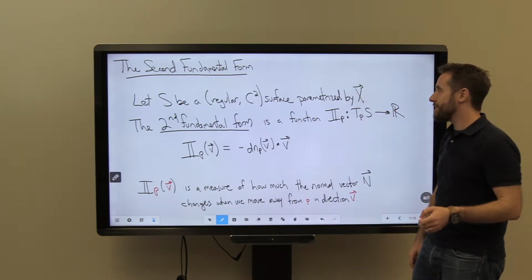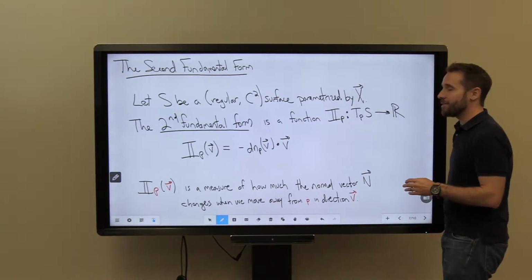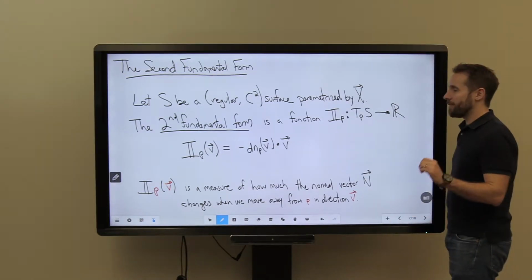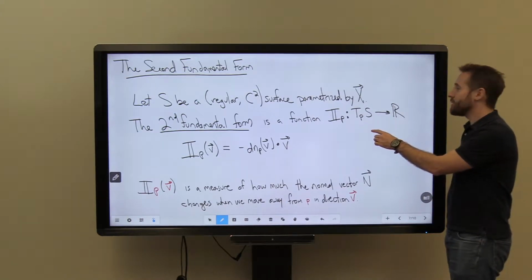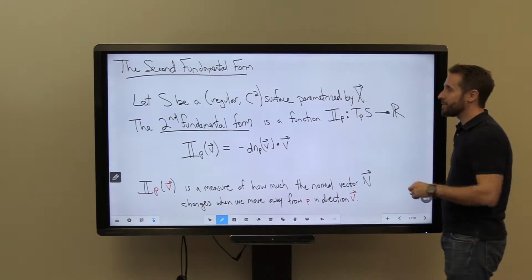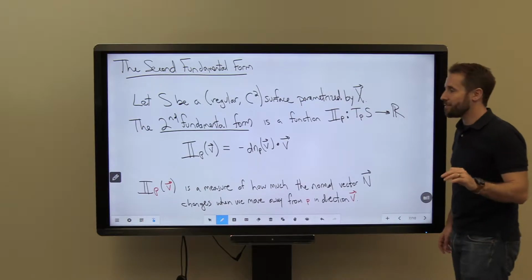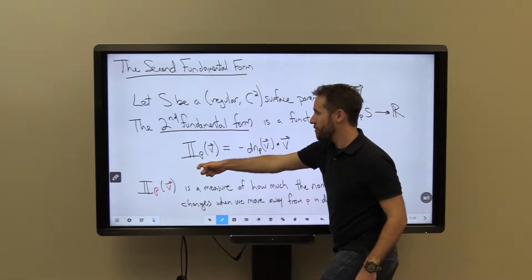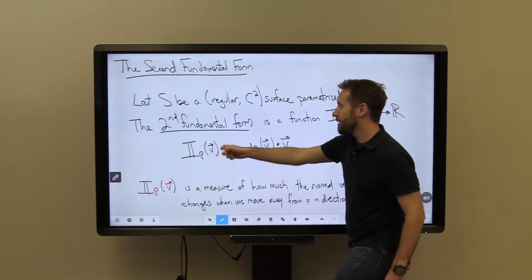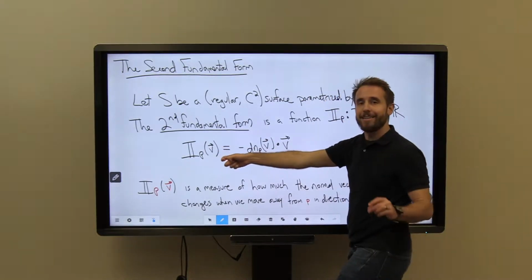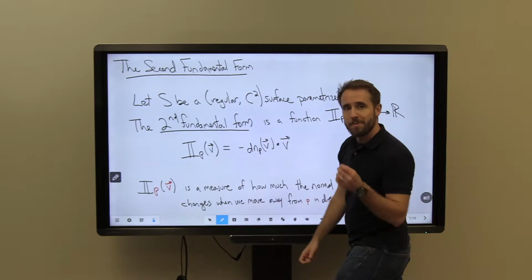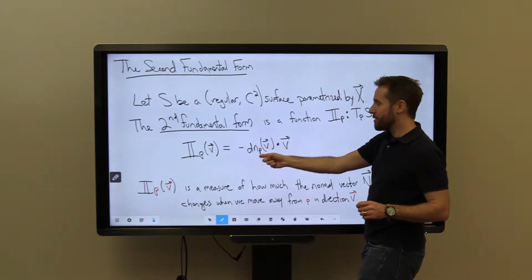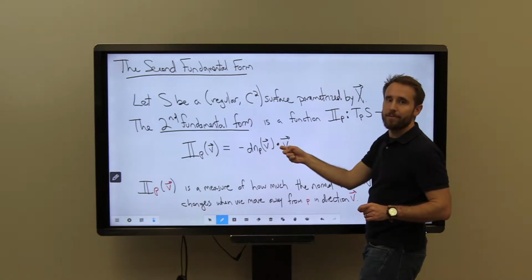And then we're going to say that the second fundamental form is going to be a function. At each point, it will be a function from the tangent space into the real numbers. And it's going to be given by the expression, we're going to use the Roman numeral 2. So II sub p of a vector v that's lying in that tangent space is going to be measured as negative the differential of N applied to v, dotted with v.